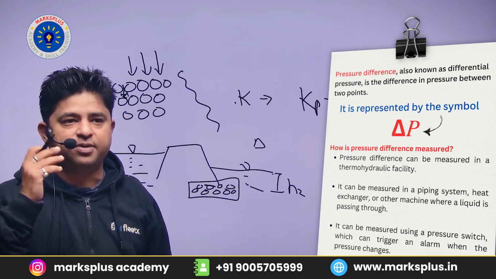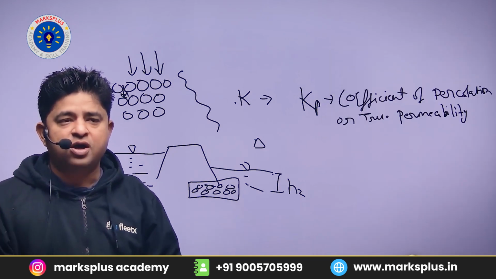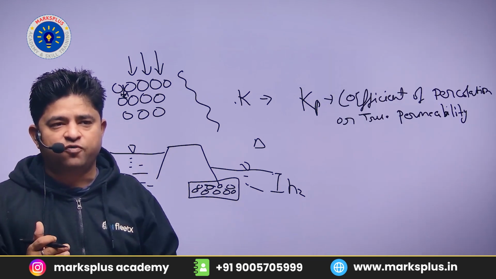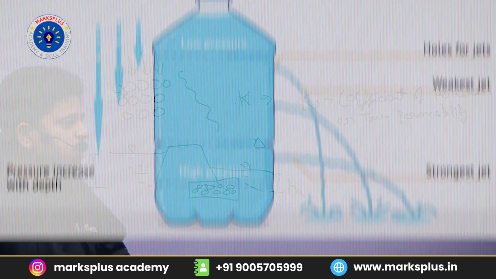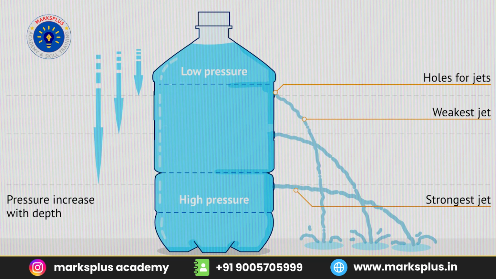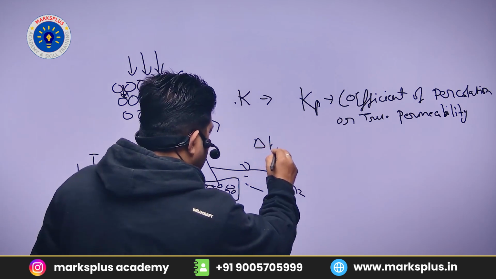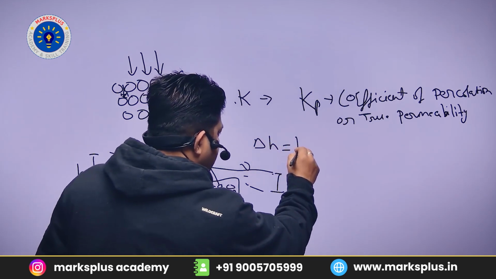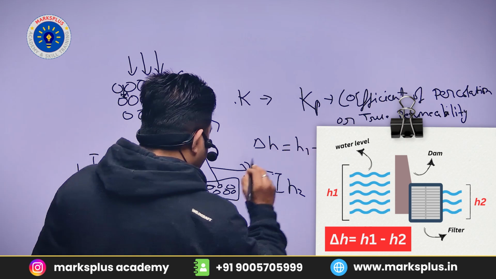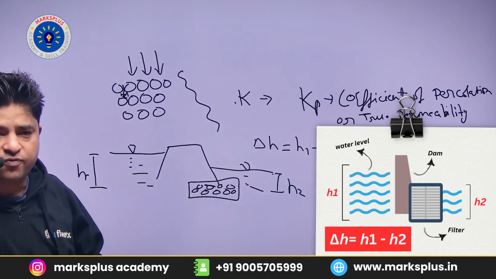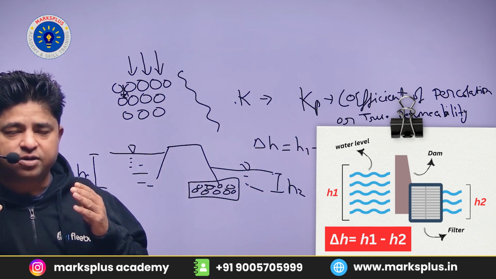As we have studied in an earlier class, water always flows from higher pressure to lower pressure. The pressure of the water is measured by the height of the column of water. The greater the difference in total height from top to bottom, the higher the rate at which that particular fluid will flow. So the total head difference is equal to delta H, which is H1 minus H2.